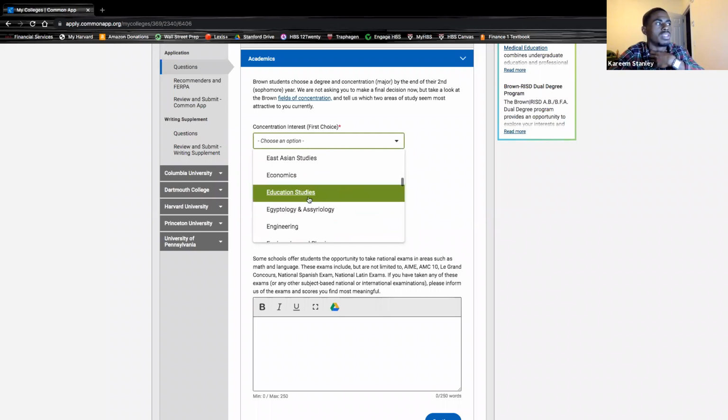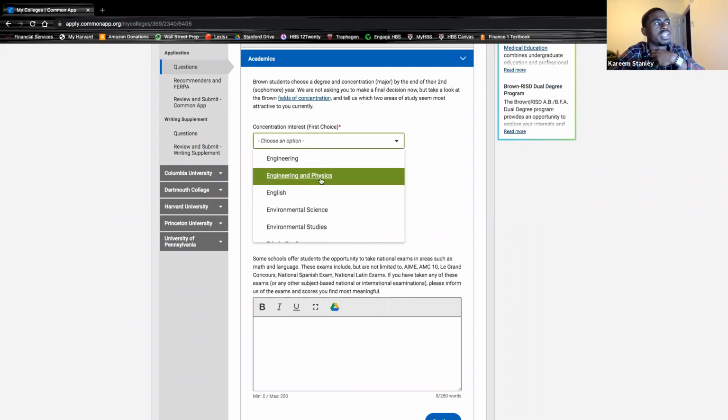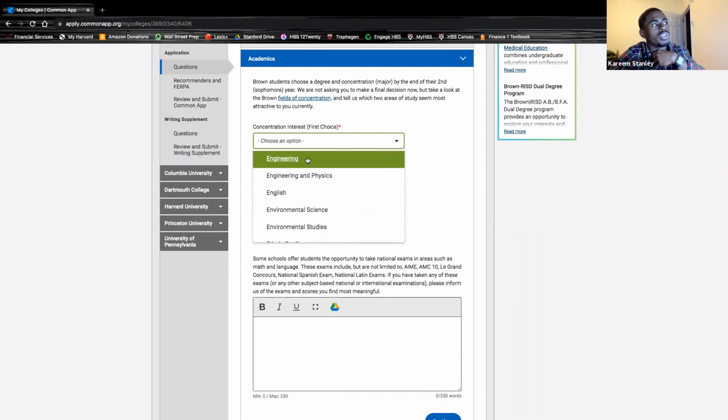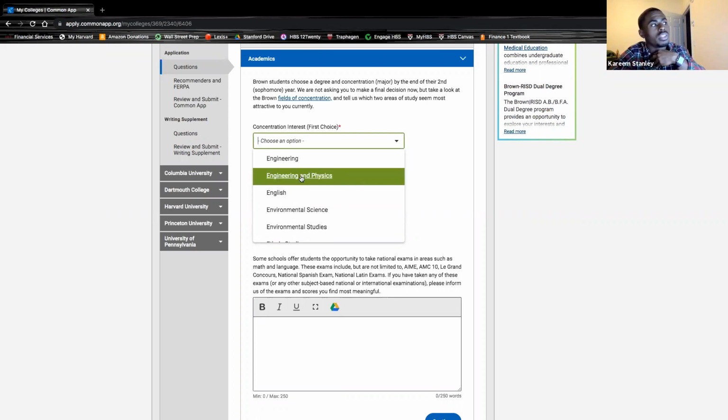So if you choose something like, let's say you chose engineering and physics, and then when you go to Brown, you actually wanted to just do engineering, or just physics, or chemistry. That's fine. You just need to show that you have the tendency towards STEM already, because that helps them understand what their numbers are going to look like when they admit their class. And it also shows them that you have an understanding of who you are as a person and what you want to apply for.